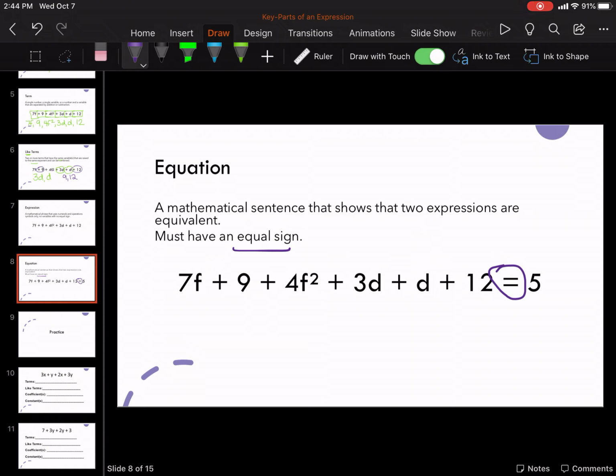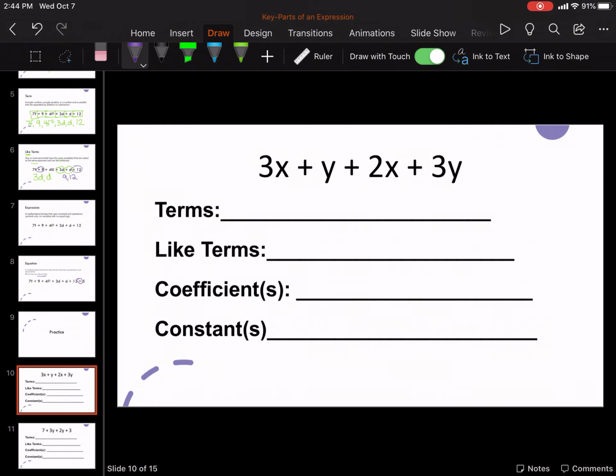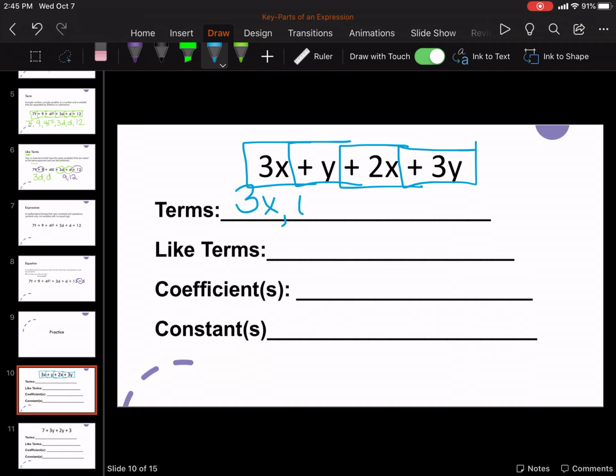And then equation has the equal sign. So let's do some practice. So again, I always like to start by training it up, starting from the back. So then you can find all your parts and find your terms. Remember, everything in a box. So 3x, y, 2x, and 3y. Those are your 4 terms.